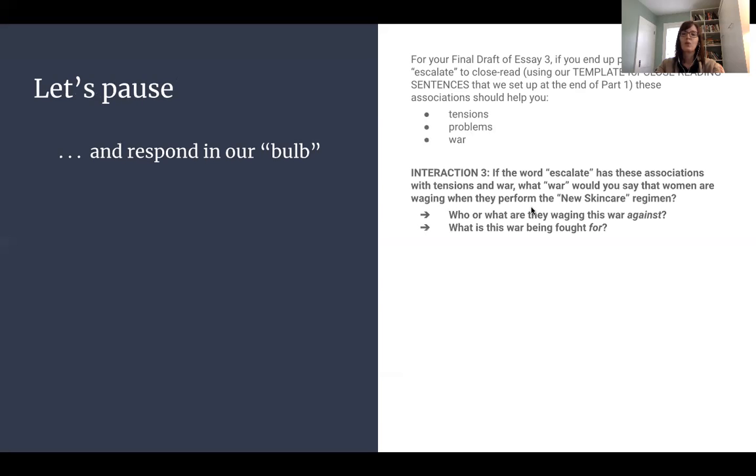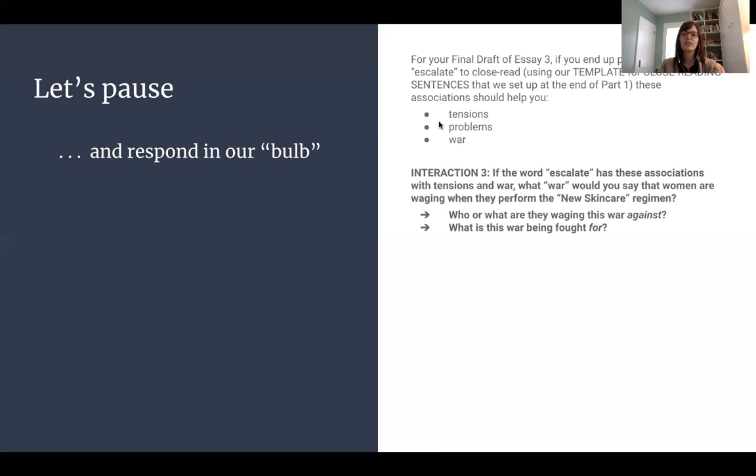Okay, so if the word escalate has these associations with tensions and war, what quote unquote war would you say that women are waging when they perform the new skincare regimen? So in other words, what we've done is we've used a dictionary definition to brainstorm a close reading question that we can pose to ourselves, to develop then a strong close reading response.